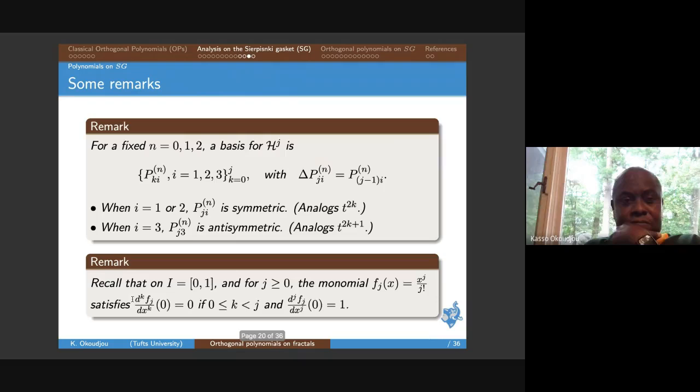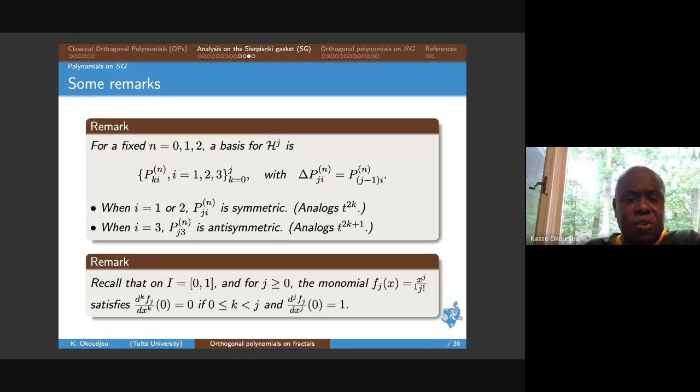All right, so the nice thing about this monomial is that if I take one derivative, or the Laplacian applied to this, it will exactly decrease the degree of a polynomial by exactly one. And for i equal to 1 or 2, the monomials P_n^j^i will be symmetric. They're going to be the analog of t to the power 2k. And when i is equal to 3, they are going to be anti-symmetric. They're going to be the analog of t to the power 2k plus 1. All I'm trying to say is that all those monomials that I just described are somehow the analog of x to the power j divided by factorial j.